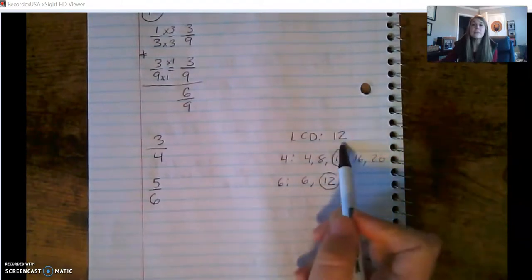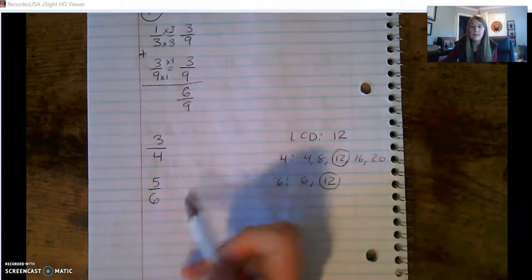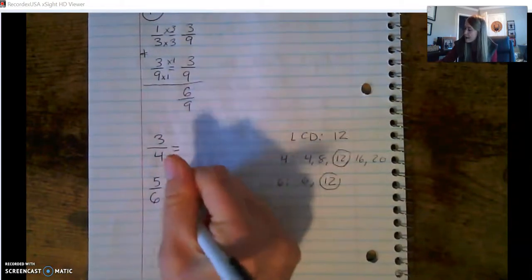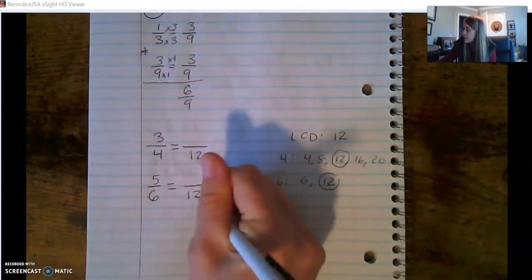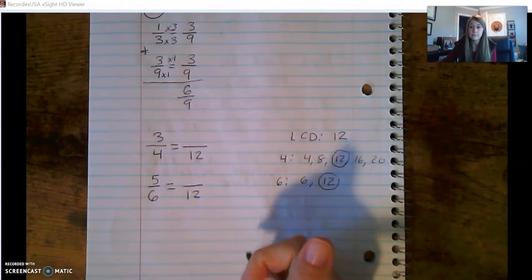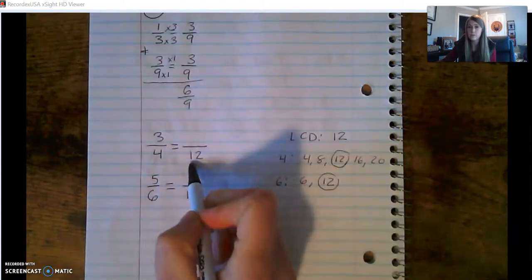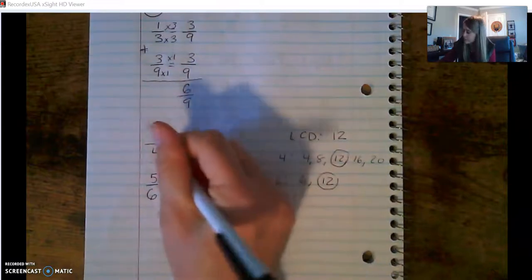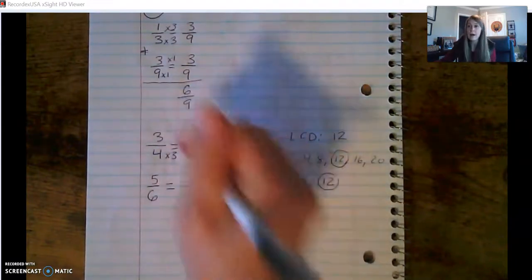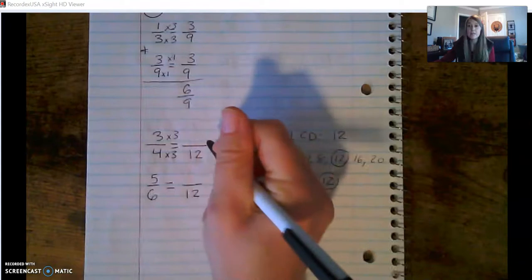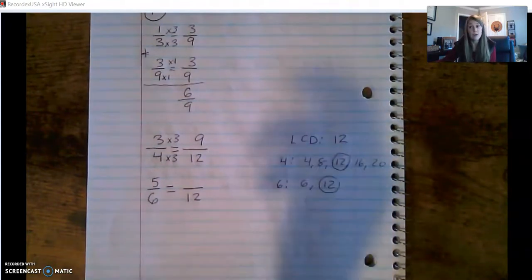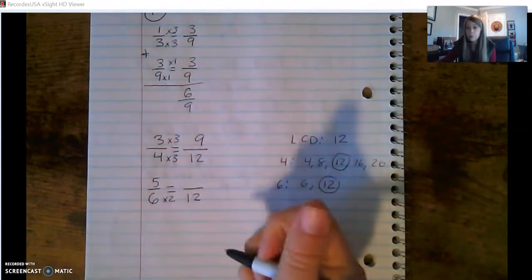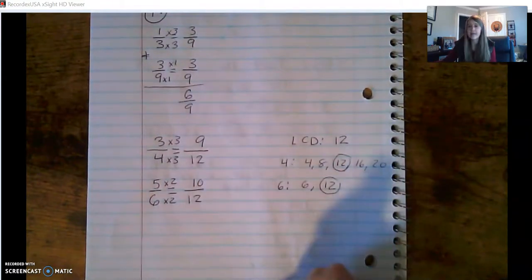Remember, that LCD becomes our new denominator. So we're going to make equivalent fractions next with a new denominator of 12. All right, so I need to go from 4 to 12. 4, 8, 12, multiplied by 3. What you do to the bottom, you do to the top. 3 times 3 is 9. 6 to 12, 6, 12, that's easy, times 2. What you do to the bottom, you do to the top. 5 times 2 is 10.